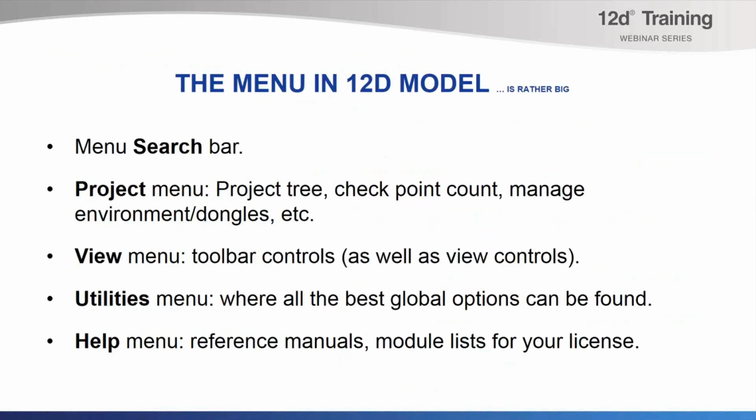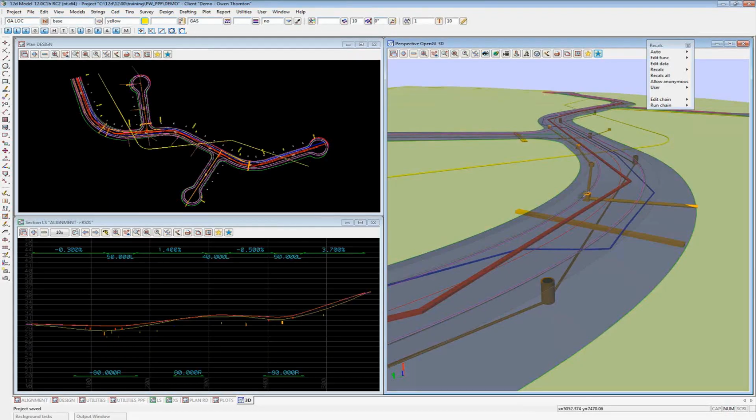So we'll start off with the menu in 12D Model. It is a rather big menu. Like I said, it's a big piece of software. I'm not going to go through the entire menu, but I've listed the menu search bar, which was added in version 11 or maybe version 10. It's been around for a while, but still some people may not know about it. And I'm going to highlight a few useful options on some of the menus, specifically under the project menu, the view menu, the utilities menu, and the help menu. And I'll highlight some of the things I've listed on the screen here. So I'll flip over to 12D now, and I've got a project open already.